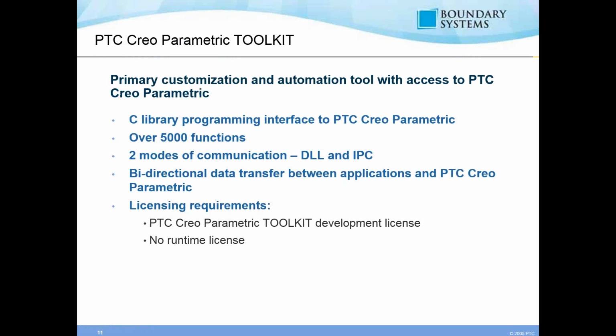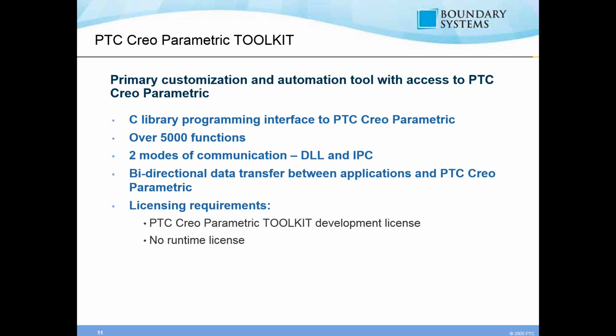So historically, Pro Toolkit, now PTC Creo Parametric Toolkit, has been the primary customization and automation tool in Pro Engineer and in Creo. It's a C library programming interface that provides access to over 5,000 functions within Creo. So it's very powerful. It gives you a lot of control and a lot of capabilities to go in and really build some complex customizations and applications that will work within Creo and with your Creo data.